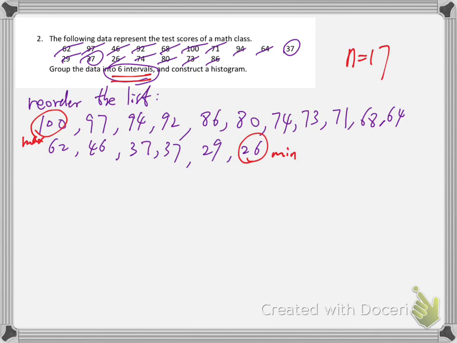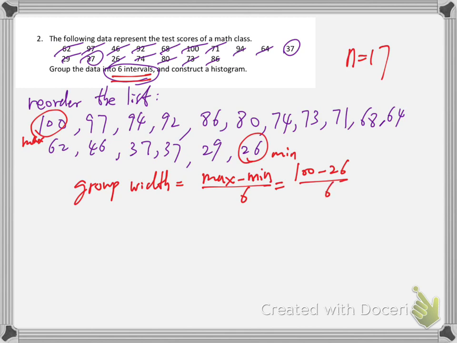So now first we have to calculate the size of the group width for 6 groups. So the group width is max minus min divided by 6. We want 6 groups, right? So this is 100 minus 26 divided by 6. So this is 12.33, and then we go up to get 13. So the group width is 13.